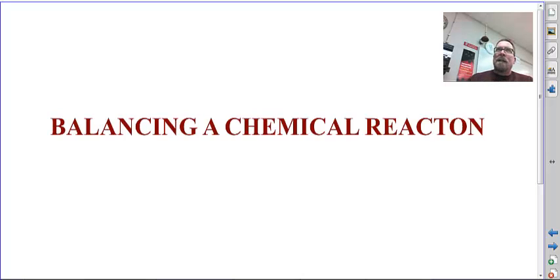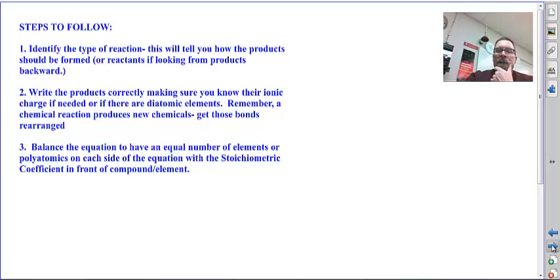If you remember from the last video, we went through the types of reactions, and we started with the steps to follow to write and balance a reaction. Our last video had us do number one, which was just to identify the types, so it can help you understand how to rearrange, because again, there's only three types of reactions.